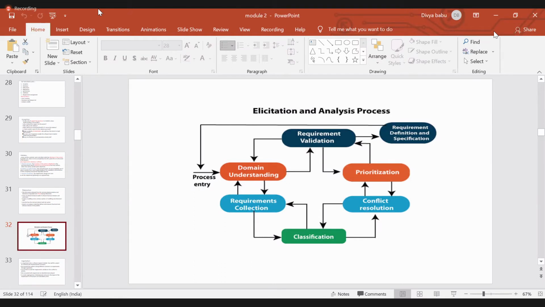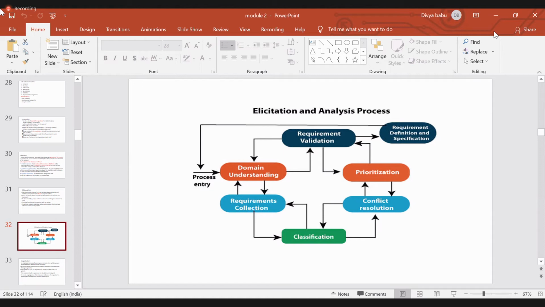Next we are going for the prioritization. Prioritization means you are prioritizing the requirements based on need. The customer is asking you to implement some features in the particular phase. But some features are not so urgent, so you can postpone those features for the next cycle. So that is the prioritization.